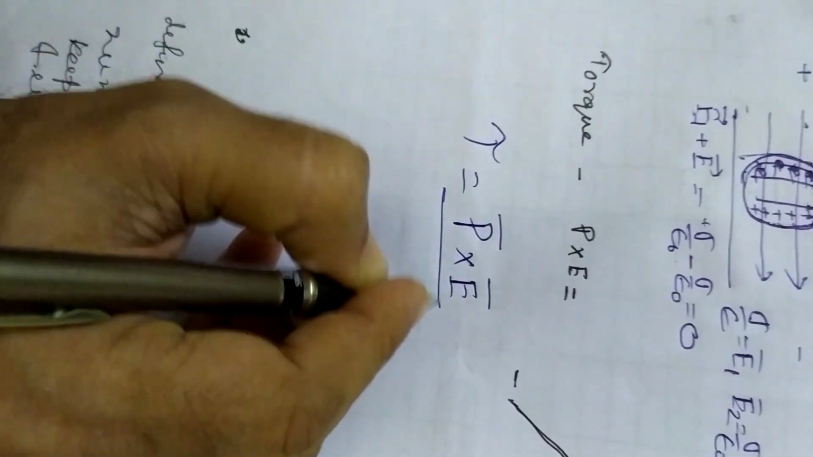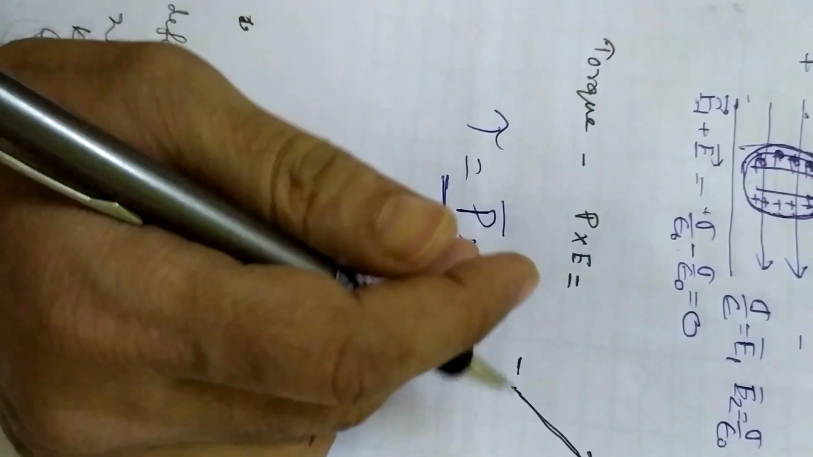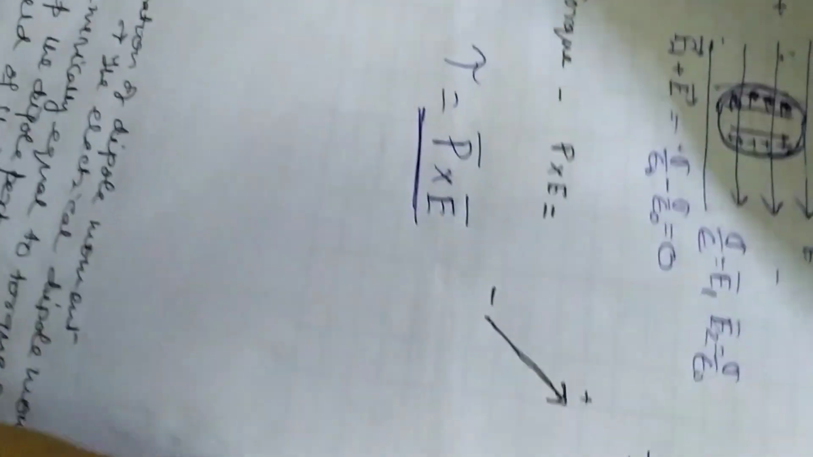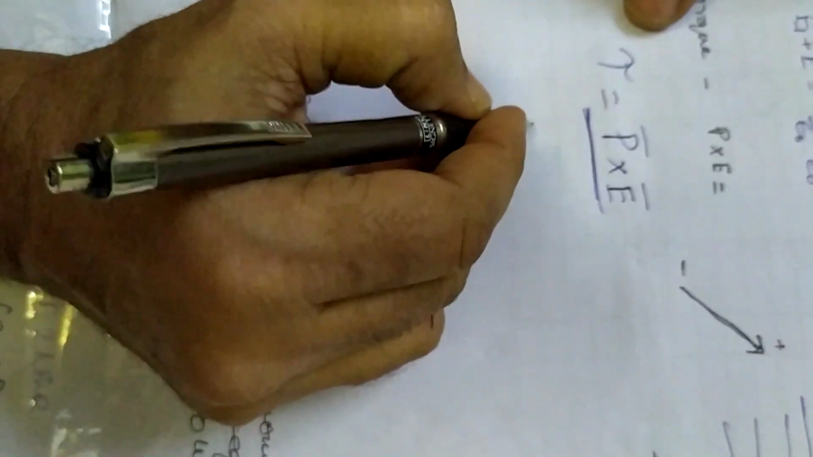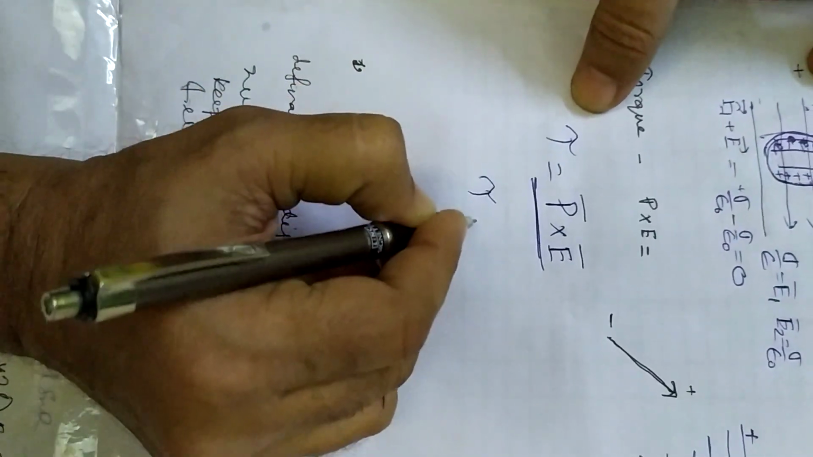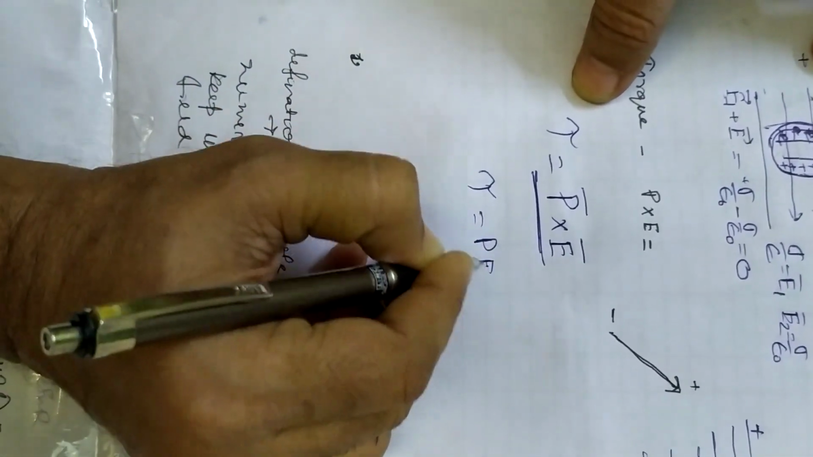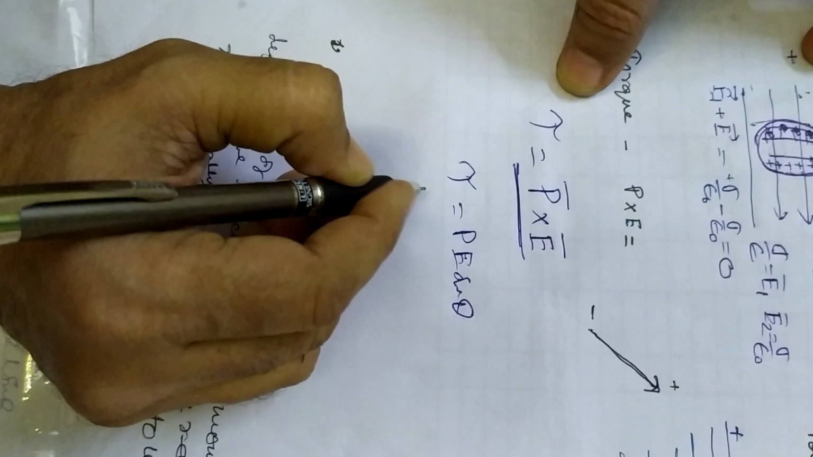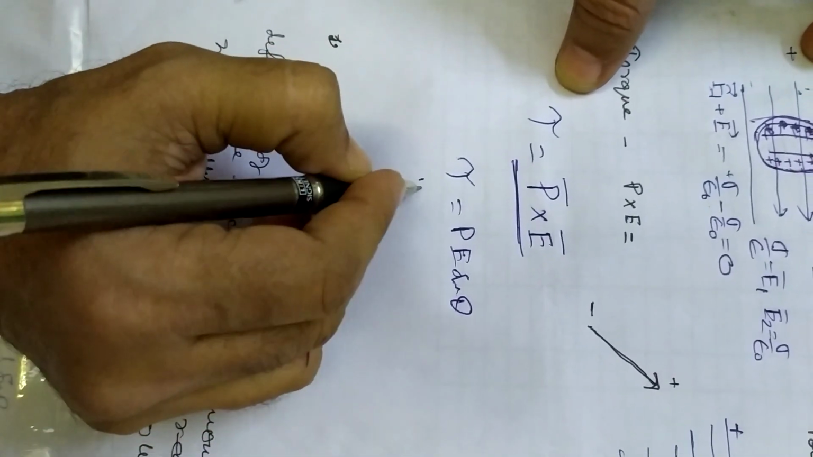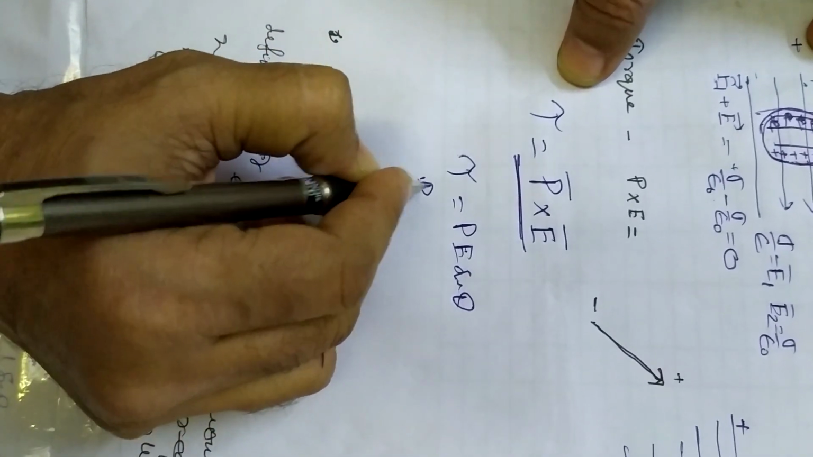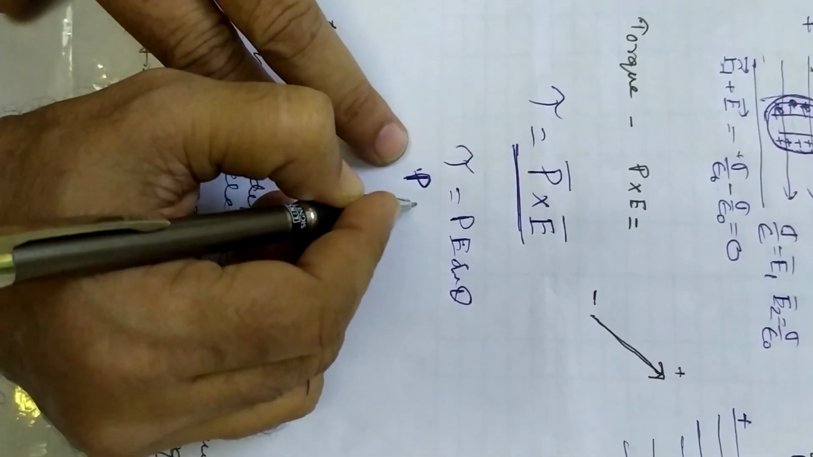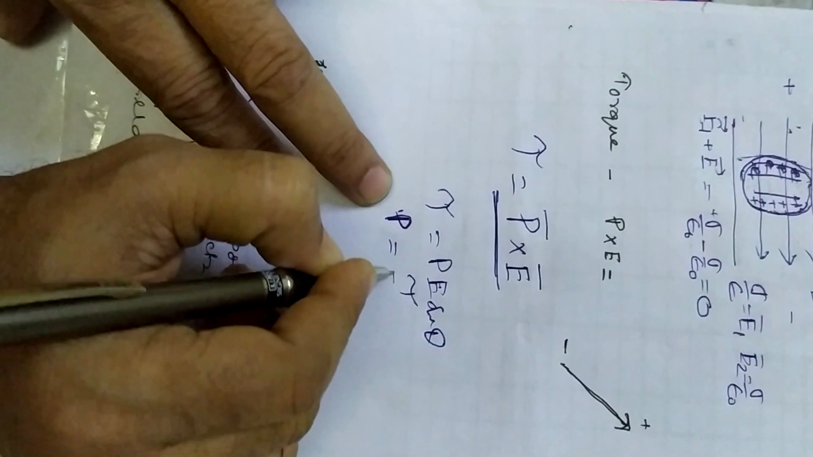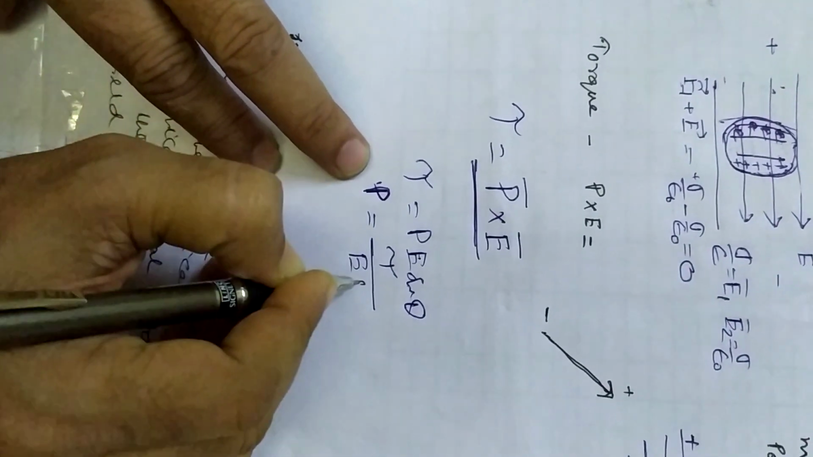Clear? So in this way we are finding the torque developed in a dipole when it is placed in an electric field. Clear. Now what can we write? We can write torque equals P into E sine theta. So how can we derive the dipole moment P? Dipole moment P is equal to torque divided by E sine theta.